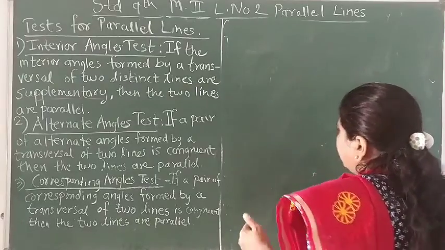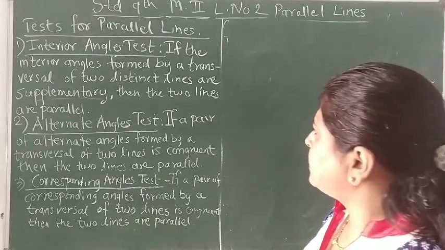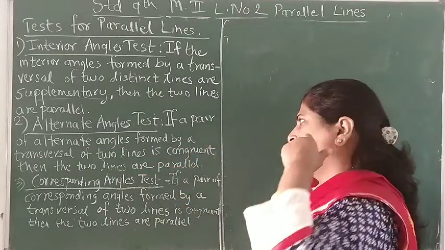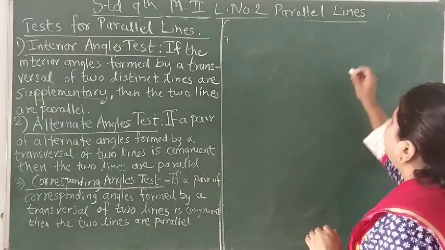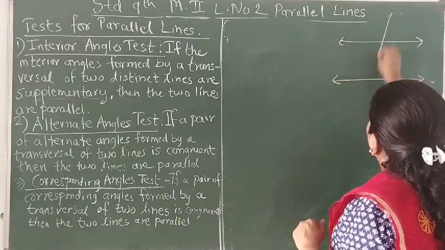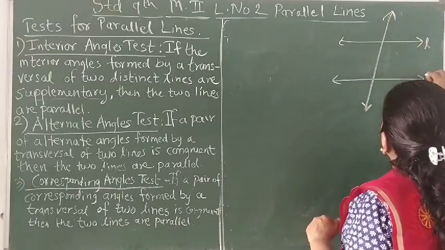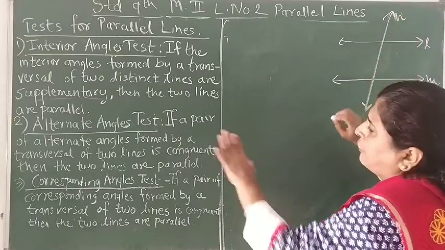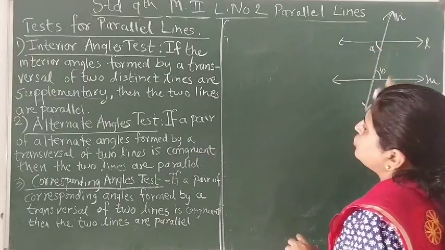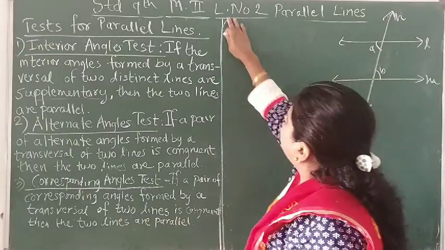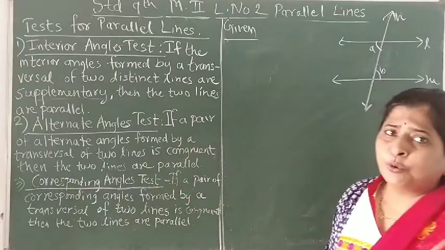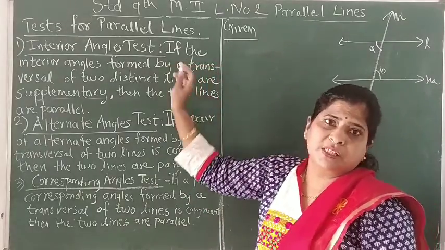Now let's prove the second test, which is called the alternate angle test. Here the statement is: if a pair of alternate angles formed by a transversal of two lines is congruent, then the two lines are parallel. Here there are two lines, say L, M, N. We want to show alternate angles, say this is angle A and this is angle B. We will show this is congruent. These two theorems are easy to prove because we have now proved the first theorem.